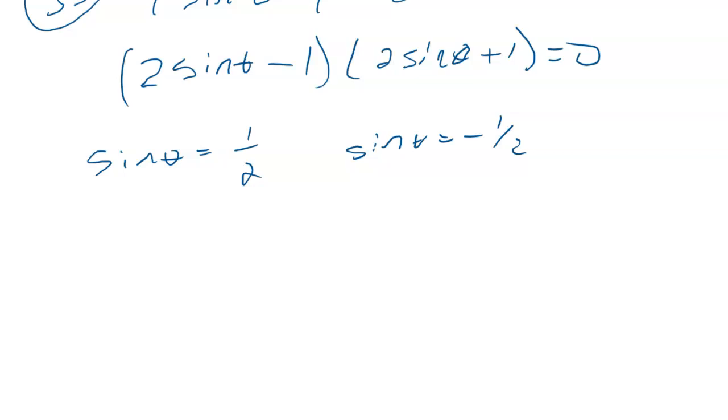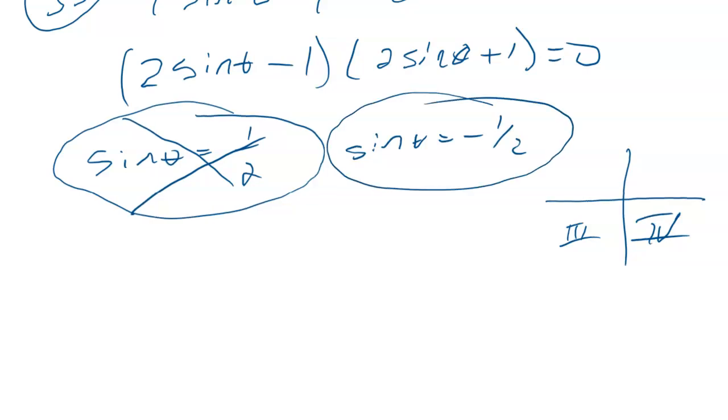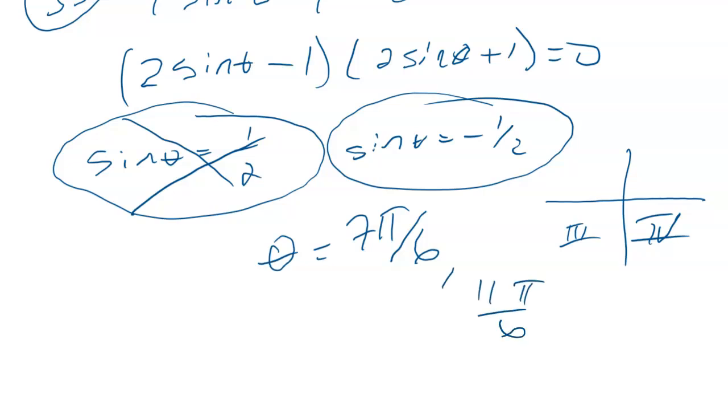What quadrant are we in? We're in the third and fourth quadrant. And when is sine 1/2? Well, sine is never positive 1/2 in the third and fourth quadrant. When is sine negative 1/2 in the third and fourth quadrant? That's going to be a pi over 6 answer. So it's going to be 7 pi over 6 and 11 pi over 6.